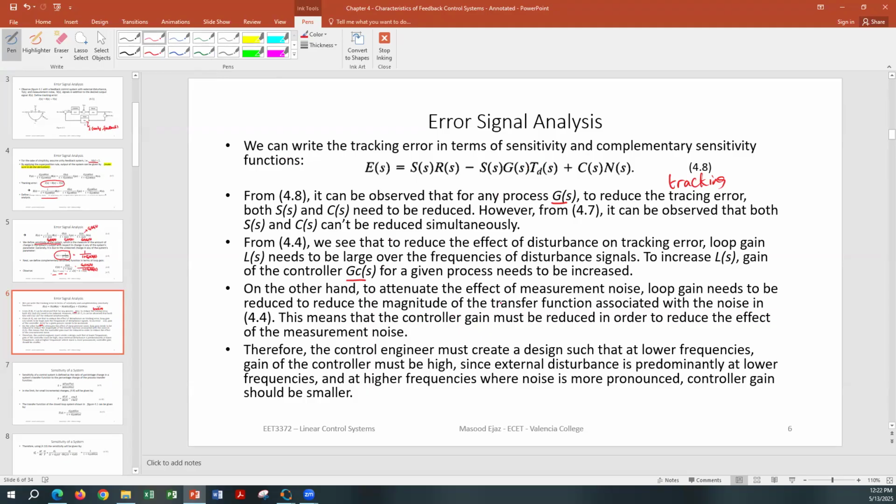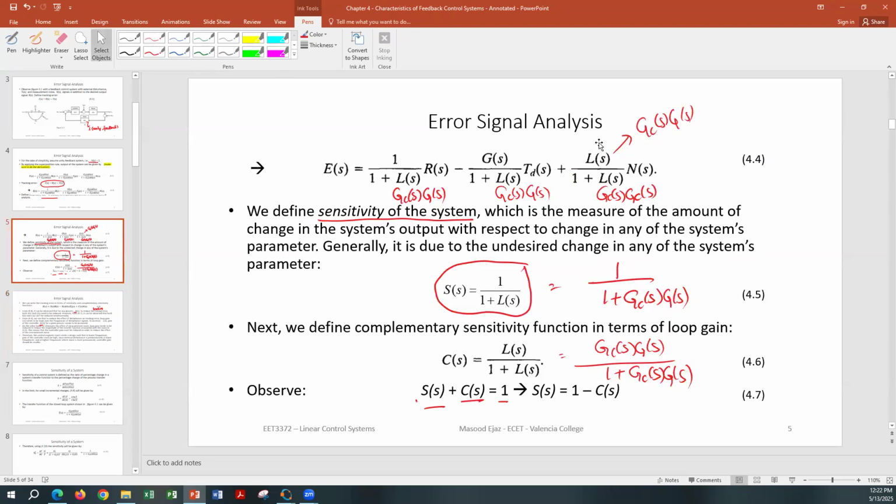On the other hand, to attenuate the effect of measurement noise, loop gain needs to be reduced to reduce the magnitude of the transfer function associated with the noise. So go back. You have to reduce the numerator L(s) in order to reduce the effect of that factor on the error signal. The numerator has to be reduced. That is, loop gain has to be reduced.